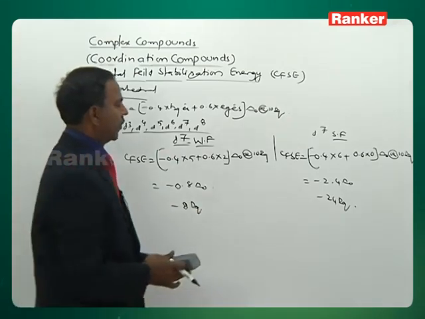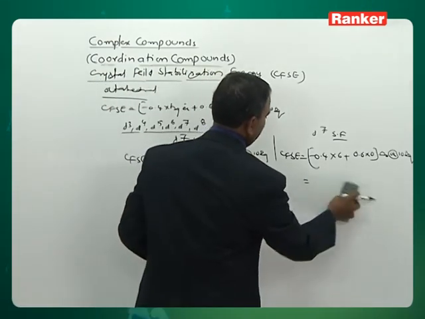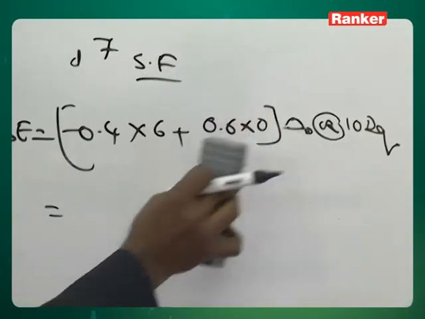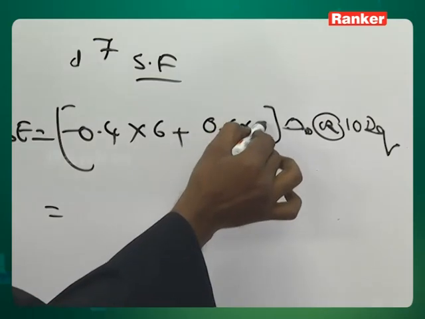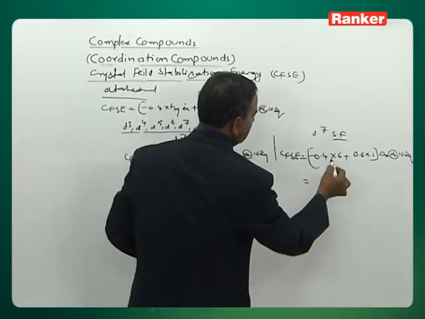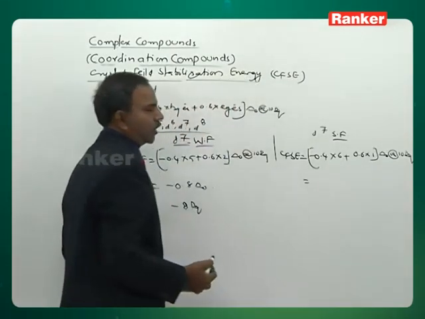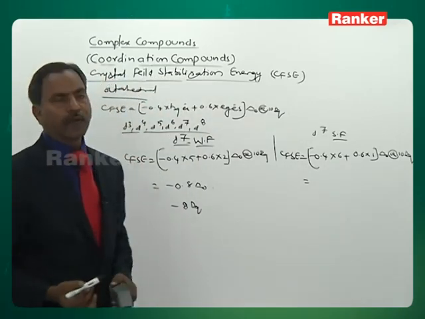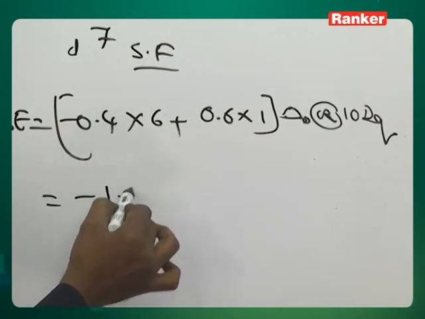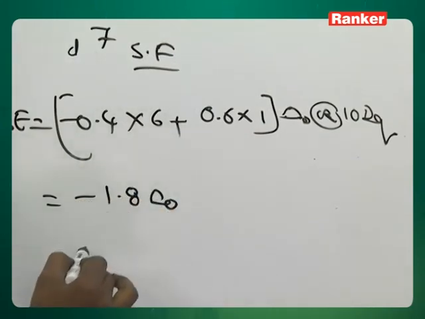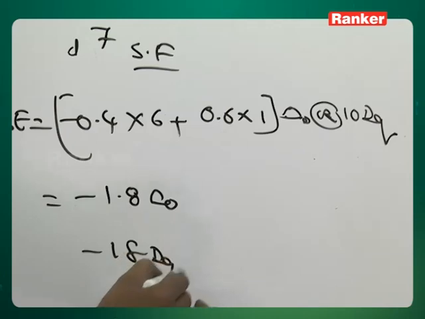Coming to the strong field, the t2g6 is filled, and it is becoming 7 electrons now. 7 electrons means t2g is fully filled and eg will be 1. Then it is minus 24 and plus 6. So how much is it? Minus 1.8 delta O, or minus 18 dq.